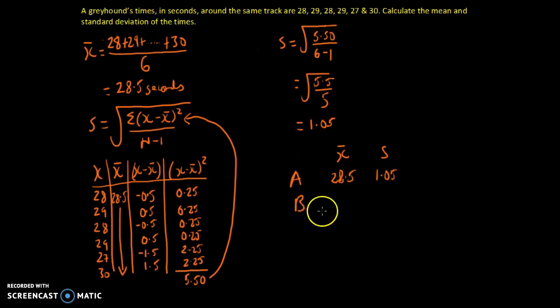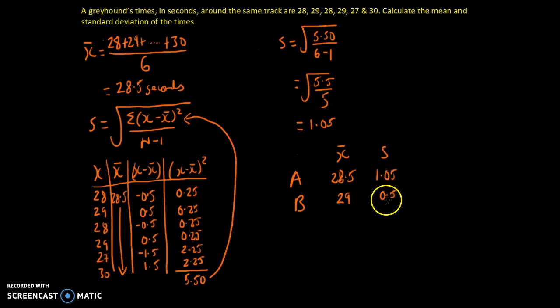Now, say we had another Greyhound, let's call it Greyhound B, and the mean time for Greyhound B was 29. If you were betting, which one would you bet on? Well, surely you'd bet on Greyhound A because it has a faster mean time. Now, that's only if we have the information about the mean for Greyhound B. Say the standard deviation for Greyhound B was 0.5. How do we interpret that?